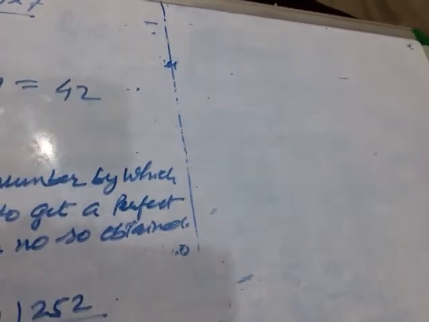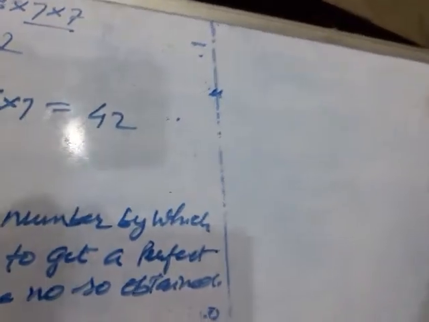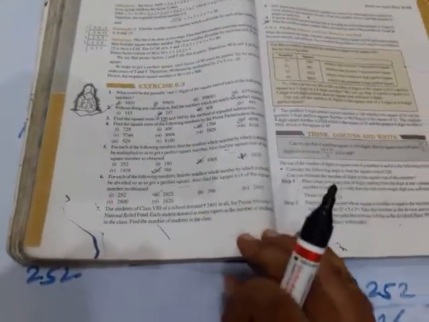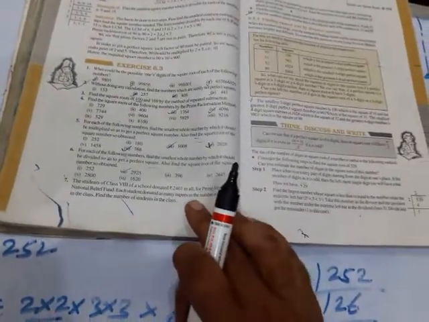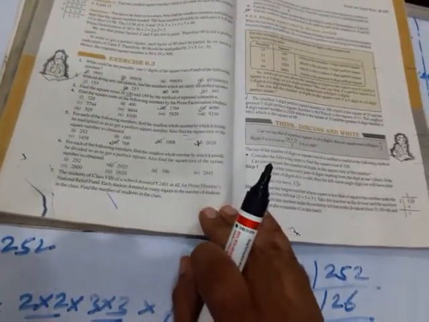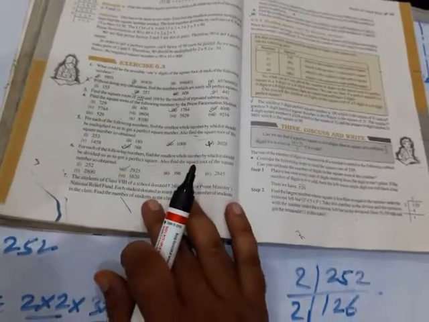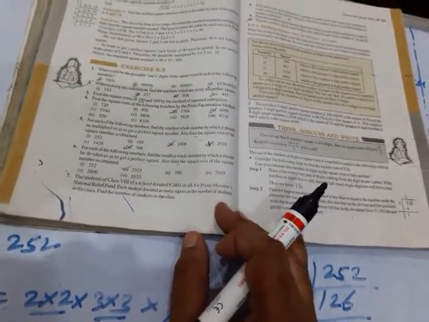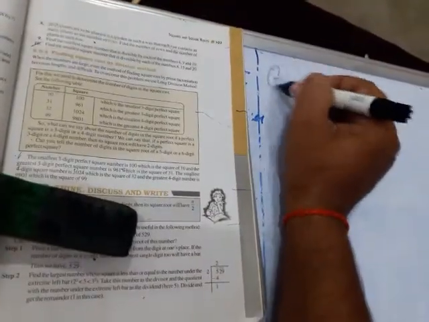Here in all the questions we have to find out the square root. Here the students of class 8th of a school donated rupees 2401 in all for Prime Minister's National Relief Fund. Each student donated as many rupees as the number of students in the class. Find the number of students in the class. Okay, that is question number 7.